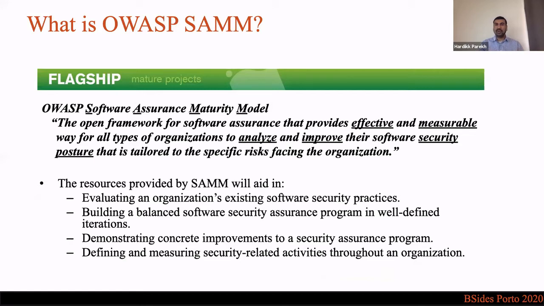And OWASP SAMM is a framework for software assurance that provides an effective and measurable way for all types of organizations to analyze and improve their software security posture that is tailored towards specific risks that that particular organization is facing. So there's no one-size-fits-all model. This is a very fungible model, a very flexible model.